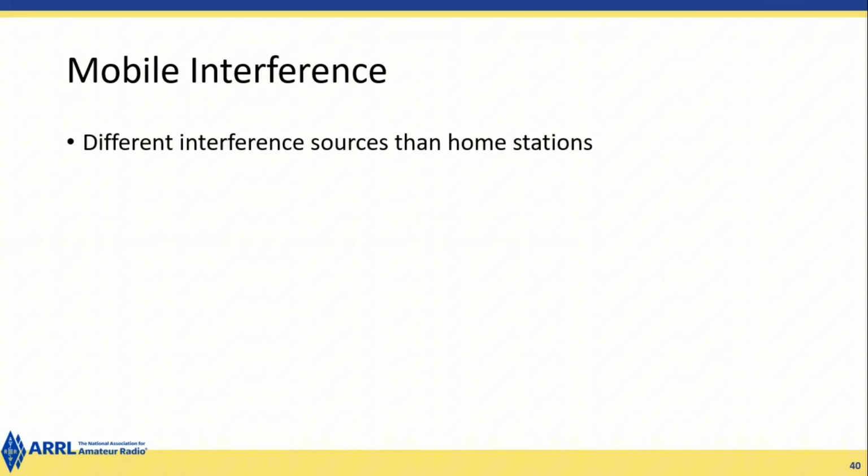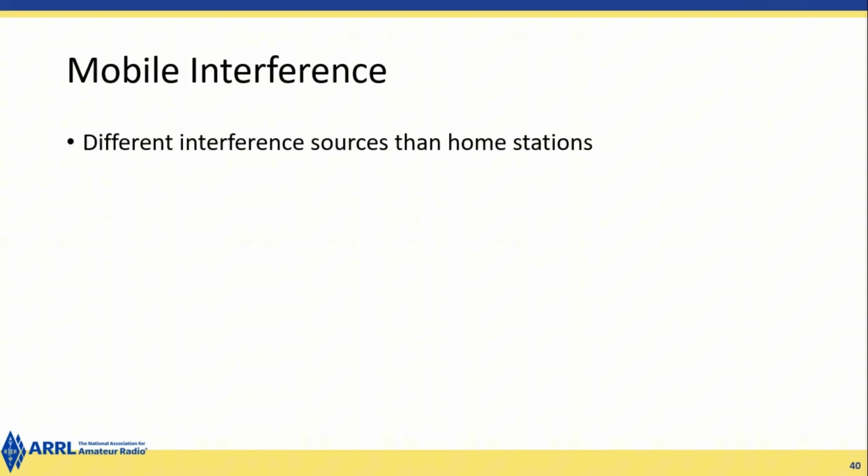Mobile stations have different interference sources than home stations. When you're mobile, you've got ignition noise, spark plugs firing. If you've got a diesel engine car, there are a lot of things that can cause noise. The alternator whine, your vehicle accessories, onboard control computers, electric motors, fuel pumps, windows. Those are all sources of interference. Winches, if you have a 4x4 with a winch on the front. So just be careful of those things.